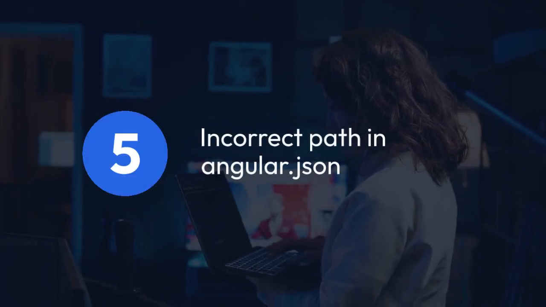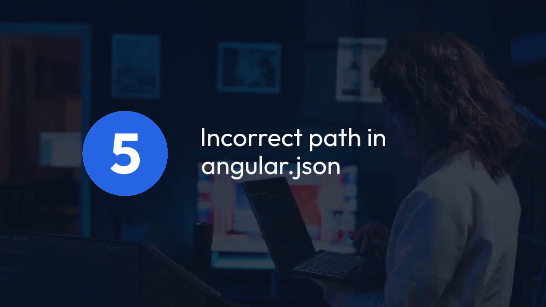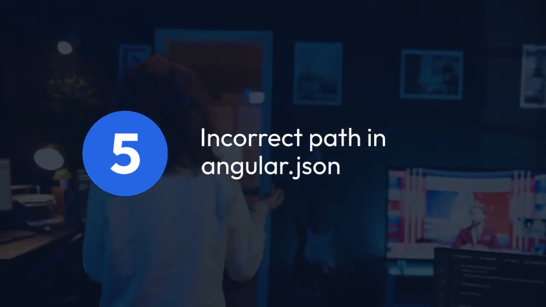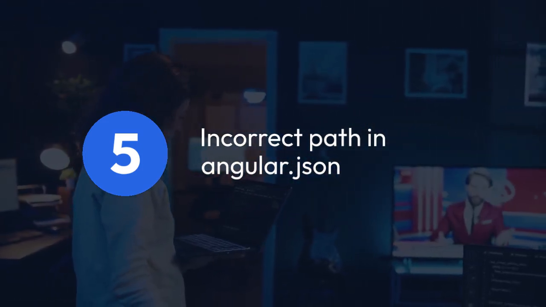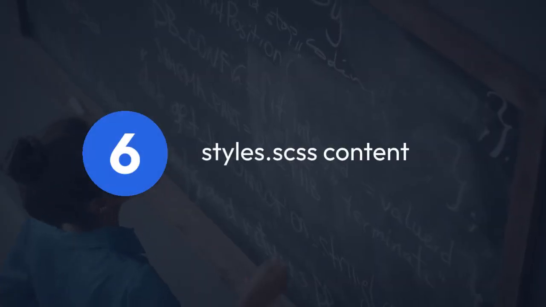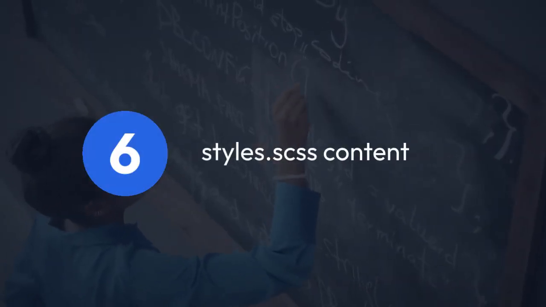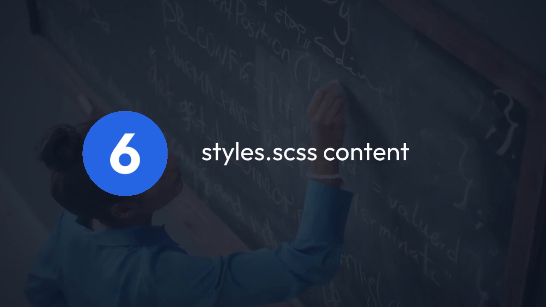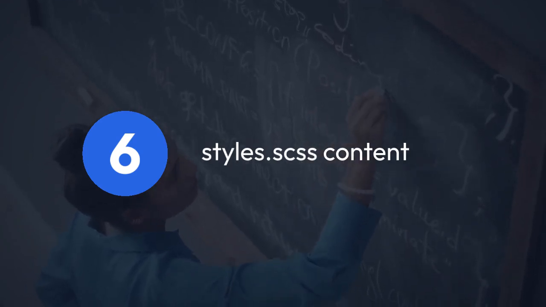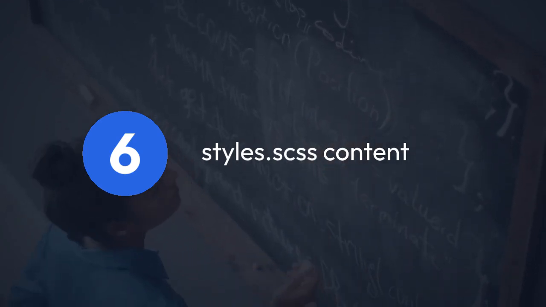5. Incorrect path in angular.json. Double-check that the path specified to your custom theme file in angular.json is accurate. Even a small typo in the path can prevent Angular from finding your CSS file, leading to this error. 6. styles.scss content. Make sure your styles.scss file actually contains valid SCSS code.